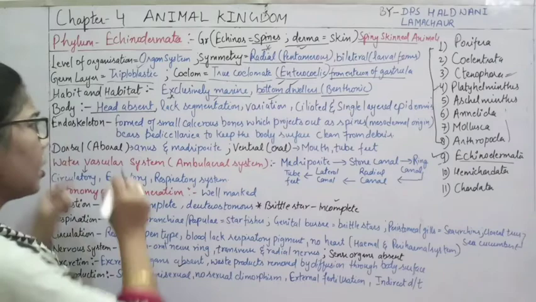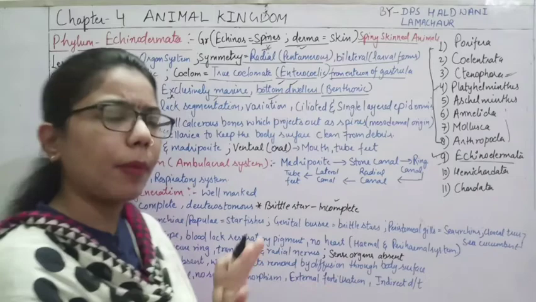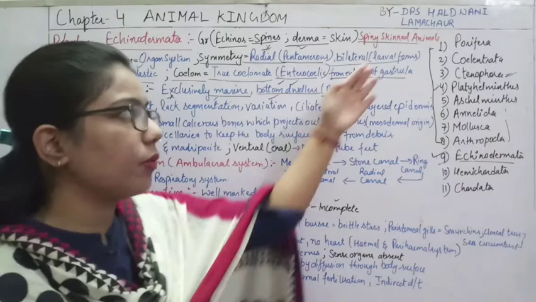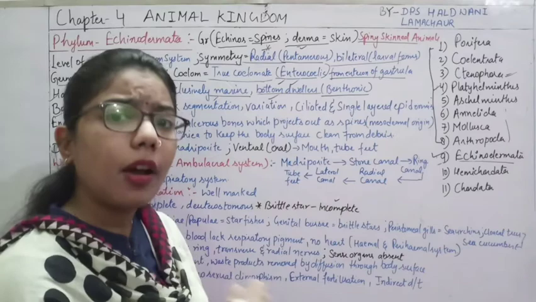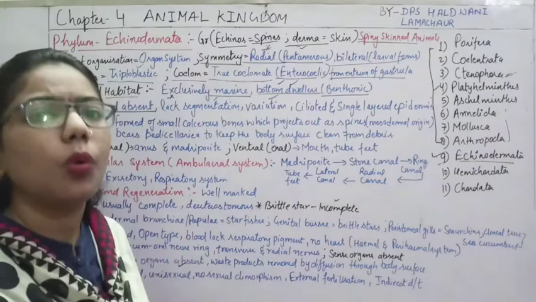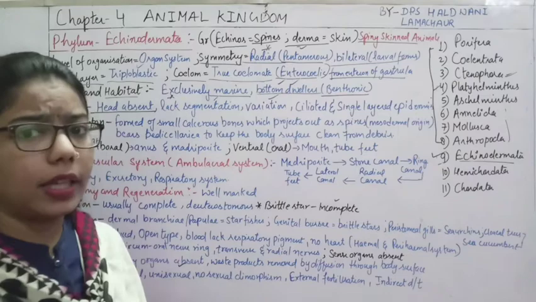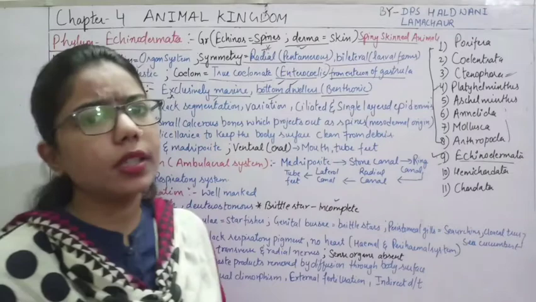So if we talk about the Echinodermata, the head is absent again. In each and every phylum we are observing that there is advancement after advancement. But here you can see that many things are going back, following the previous phylum. And one of them is the head. Head was again absent here.